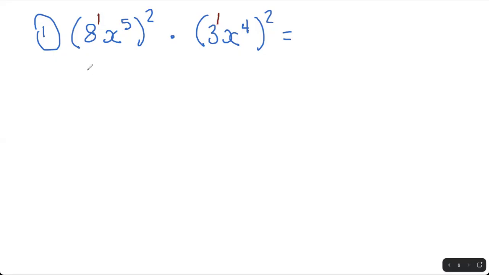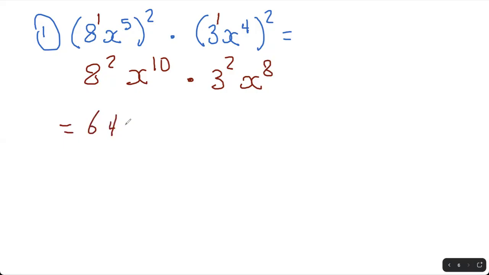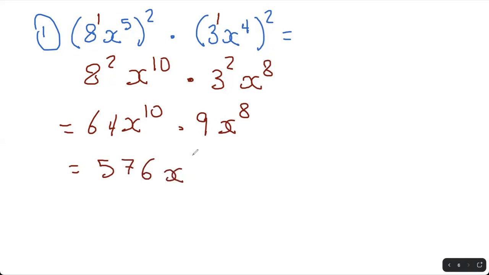Now 2 times 1 here is 2, so that's going to give you 8 squared. And 5 times 2 is 10. That's x to the 10 times 2 times 1 is 2, so that becomes 3 squared. And 2 times 4 is 8, so that's x to the 8. Now 8 squared is 64, x to the 10 times 3 squared, which is 9, x to the 8. Now I could start multiplying these. 9 times 64, that's 576. x to the 18. And I think both of you got it right.